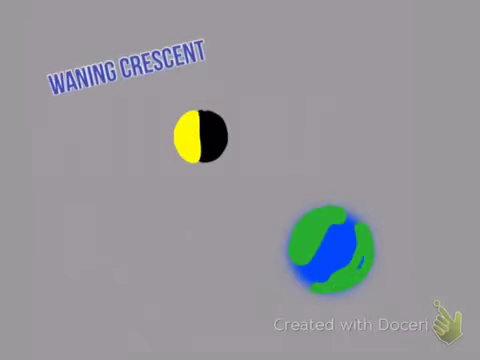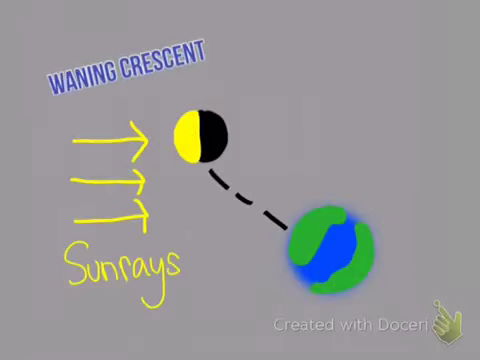Finally comes the waning crescent. From Earth, you can only see a sliver of the moon. Here's what that looks like. Then the cycle repeats itself all over again.